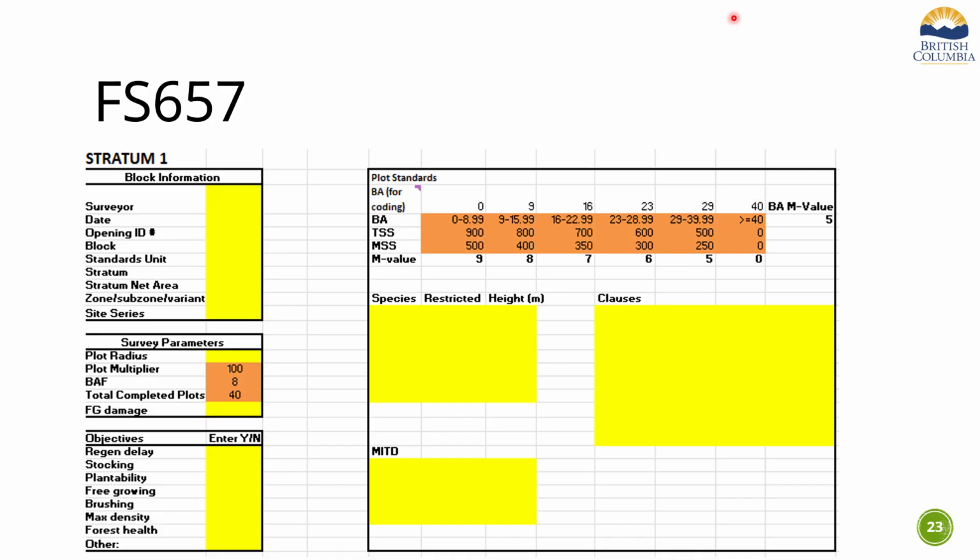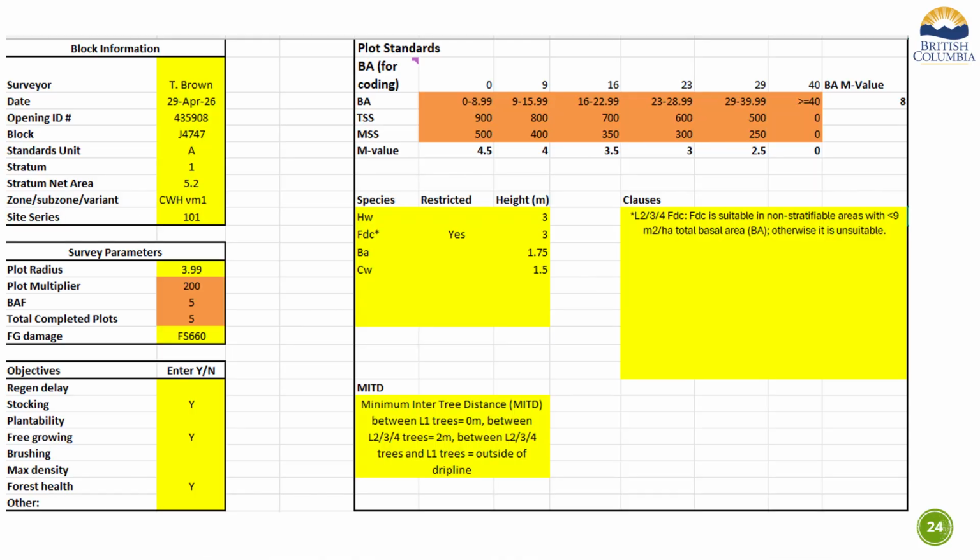Then, for each grouping, you also have to enter the target and minimum stocking standard. If you do that, the TSS and MSS will automatically fill in for each plot based on your plot's crop basal area. All other cells in yellow are fillable. They're recommended, but if you don't fill them out, at the very least, they will not cause any formulas to break. Okay, to fully teach you how to do the survey method, we're going to use a fake example.